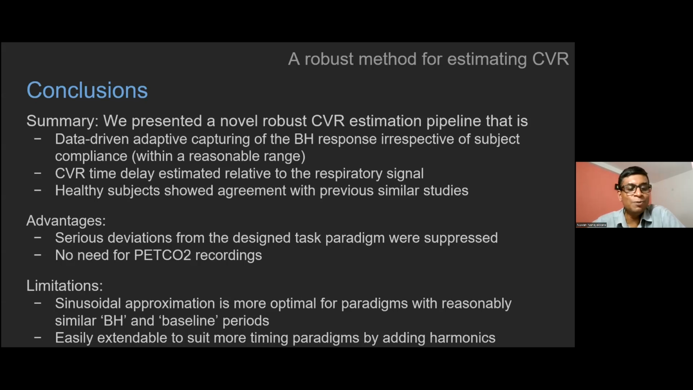And the limitation is that it expects the breath-hold paradigm to be more symmetrical, with similar breath-hold and baseline periods. But on the other hand, if it is a little bit away from symmetry, we can still use the same approach, by adding harmonics to the sinusoidal waveform.